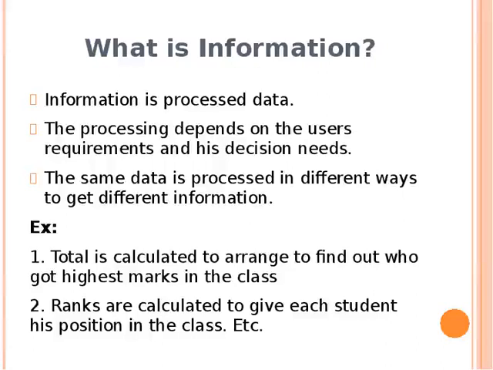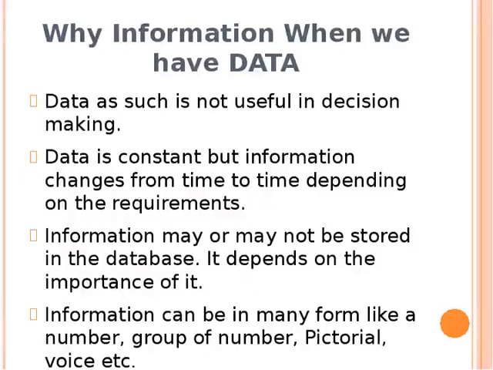The same data is processed in a number of ways to generate different information depending on decision makers' requirements. For example, the students' marks data can be processed to get totals that will help in finding the top scorer, and ranks help the students to assess their position with their friends in the class. The question, why do we need information when we have data, is a big question.